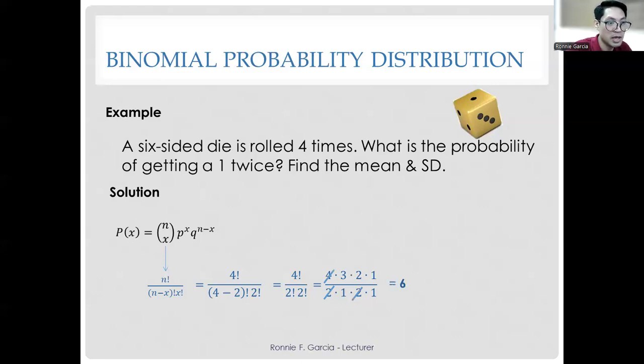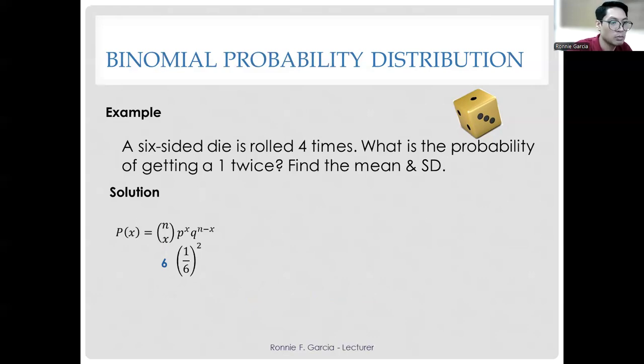It means that the value for n taken x is simply 6. So we will substitute x for the first coefficient in the formula. For p raised to the power of x, we will just identify the value of p, or the chance of success, the chance of getting a 1 when you roll a dice. So that is equal to 1 over 6. So 1 over 6 will be raised to the power of x, which is 2, our desired outcome.